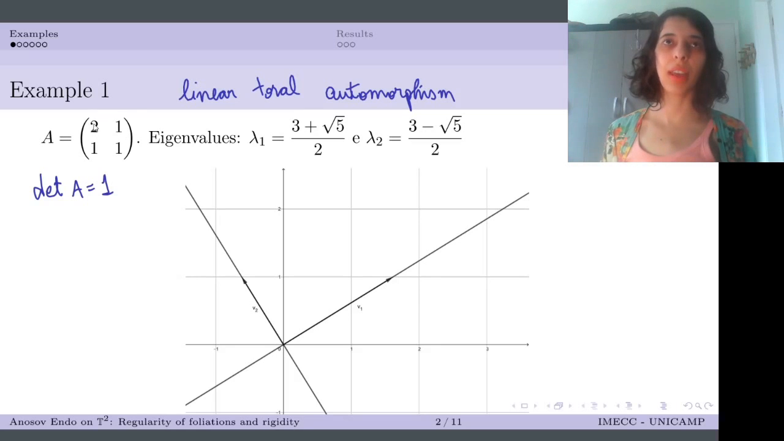It has integer entries, so it induces a map on the torus, and since its determinant is 1, it has an inverse in the torus, so it's an invertible map on the torus. It has an eigenvalue with norm greater than 1 and another with norm less than 1. So we have this direction V1 with expansion and another direction V2 with contraction.